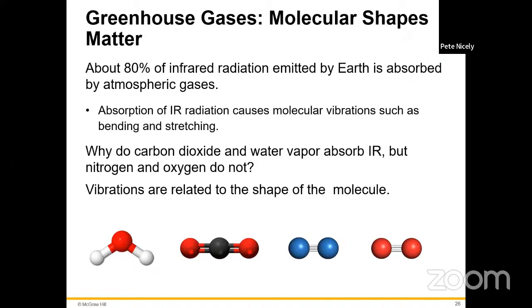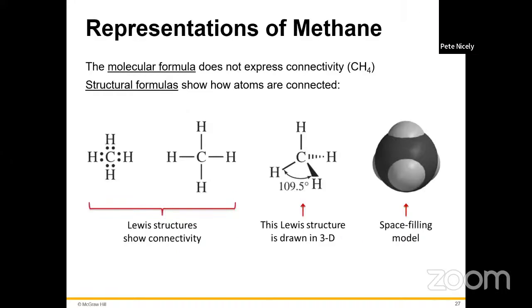And as stated here, vibrations are related to the shapes of the molecules. So if we understand how molecules get to adopt a particular shape, then that will help you to understand why certain molecules will absorb infrared radiation and other molecules will not, all right? So let's talk about the shape of this particular molecule, methane, all right?